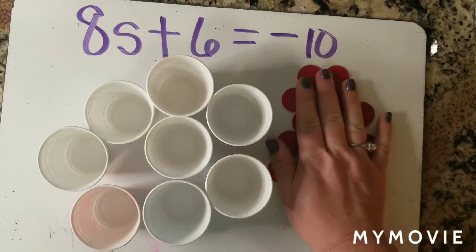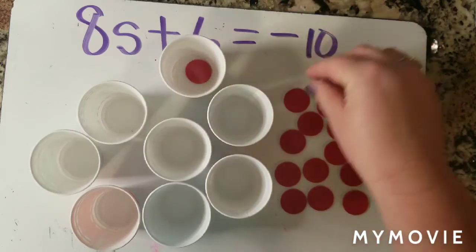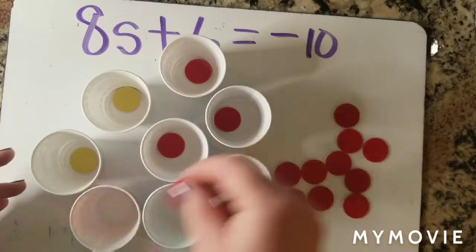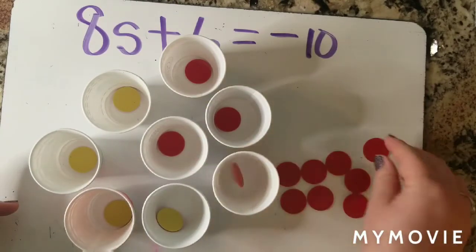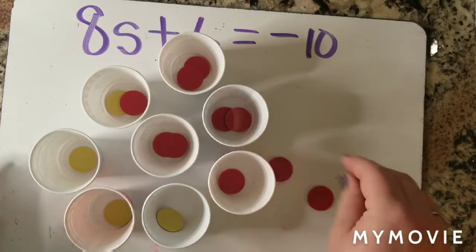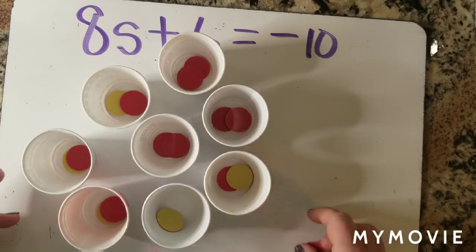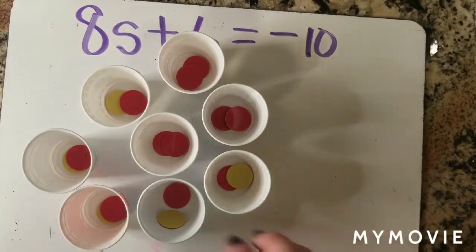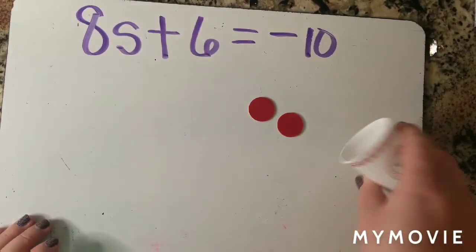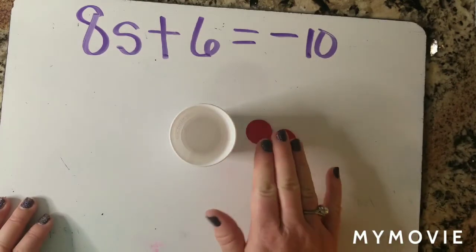So I need to divide these negative 16 into these 8 cups. So 1, 2, 3, 4, 5, 6, 7, 8, 9, 10, 11, 12, 13, 14, 15, 16. We know that our answer is negative, and we only need to know how many is in 1 cup. So it is negative 2. So that means that 1s, or s, is equal to negative 2.